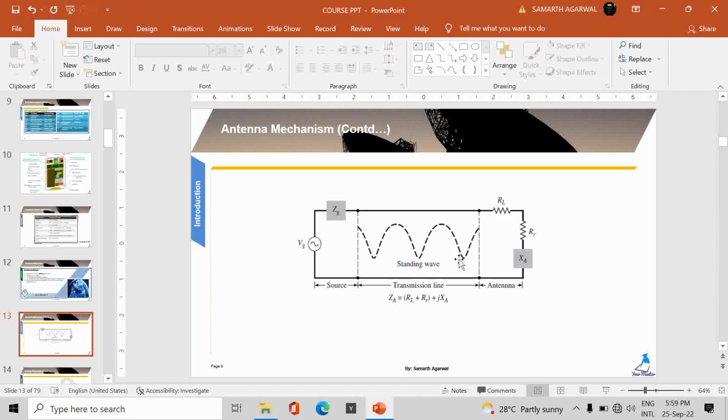Okay, then further I will say, consider this diagram for source, antenna, and transmission line. Transmission line is nothing but where the antenna's waves will propagate. That's why I have mentioned the wave here.